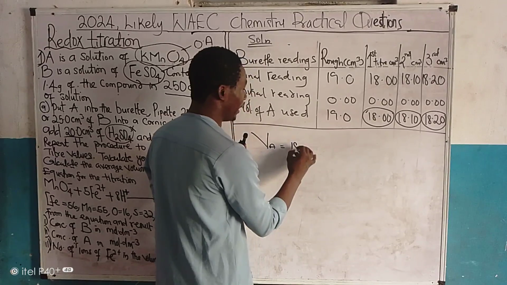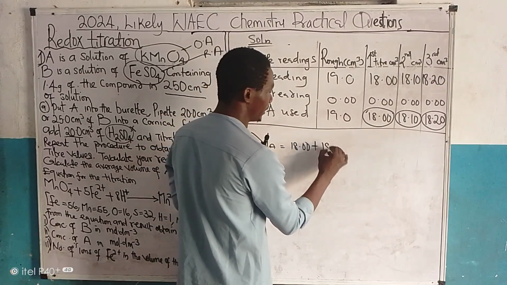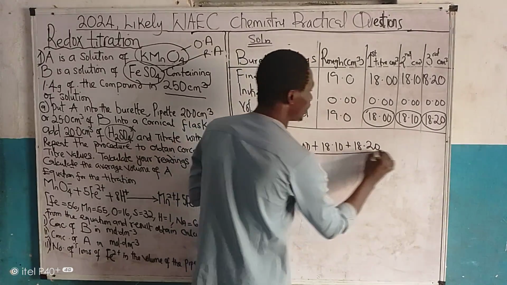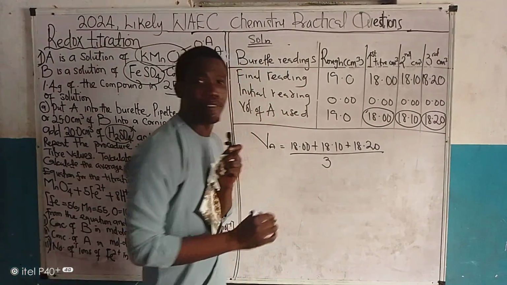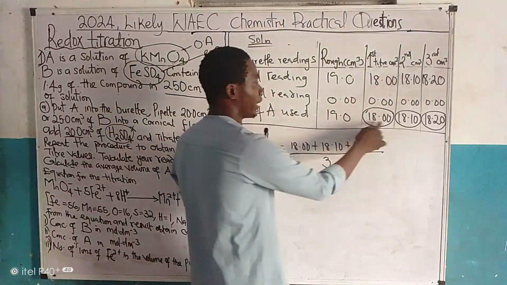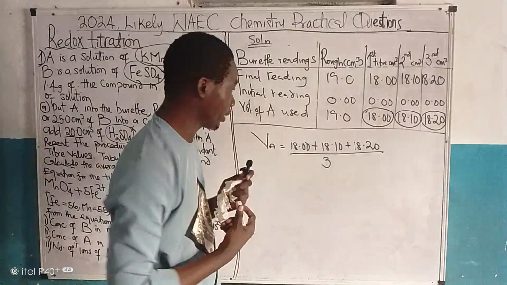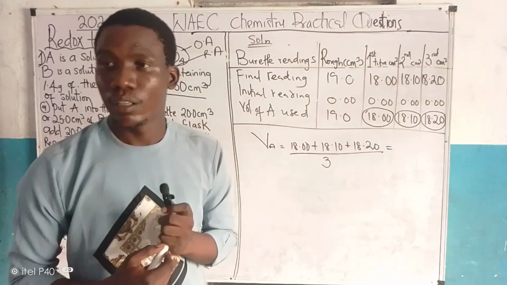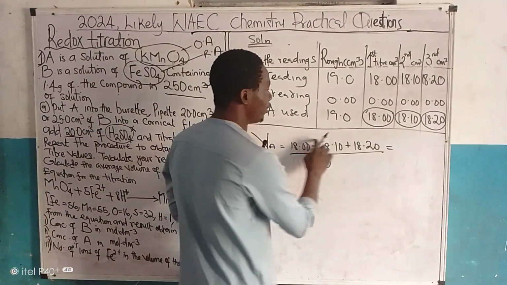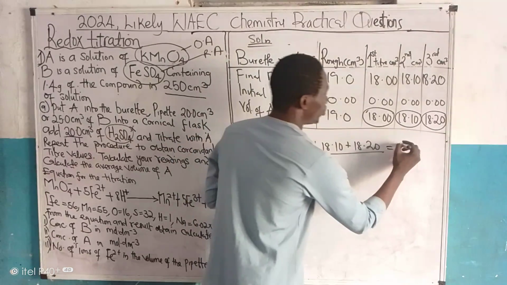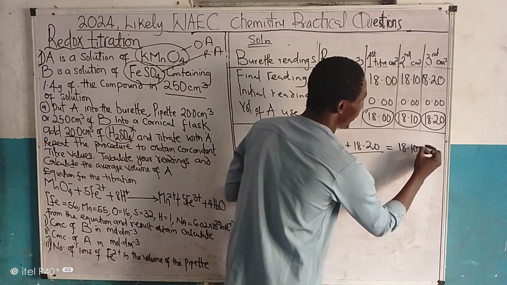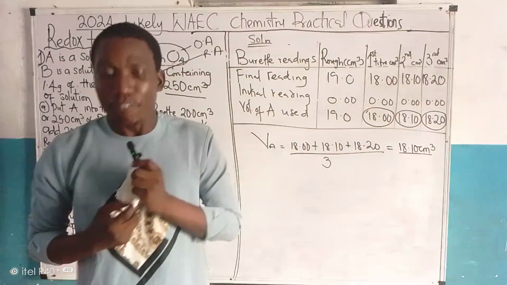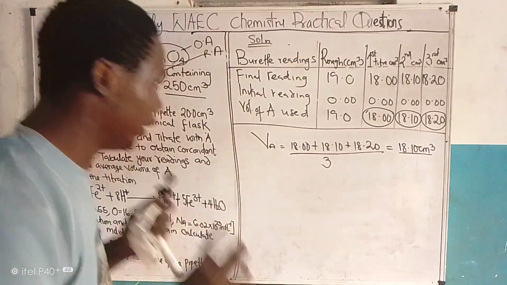You add this 18.00 plus 18.10 plus 18.20. Add everything together and divide by 3. Why are you dividing by 3? Because you are taking 3 particular values. Okay? Please do that for me quickly. Okay, if you add all of this and you divide by 3, you have 18.10 cm cube. So this is the average value of the A used.